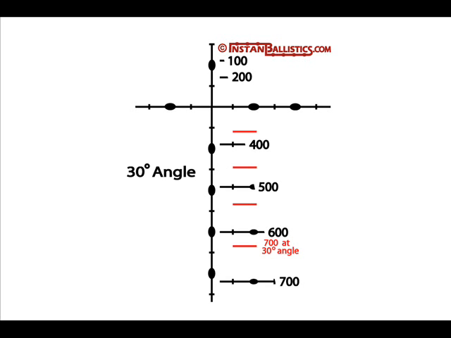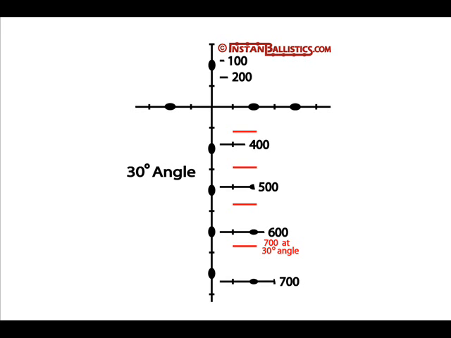Okay, so I added some imaginary red lines in here. Each of these red lines designates where you would need to hold if you were aiming downhill or uphill at a 30-degree angle at each of these yardages. So if you look at the red line in between the 600 and 500 yard mark, that is where you would need to hold if your target was at 600 yards and you were aiming downhill at a 30-degree angle.